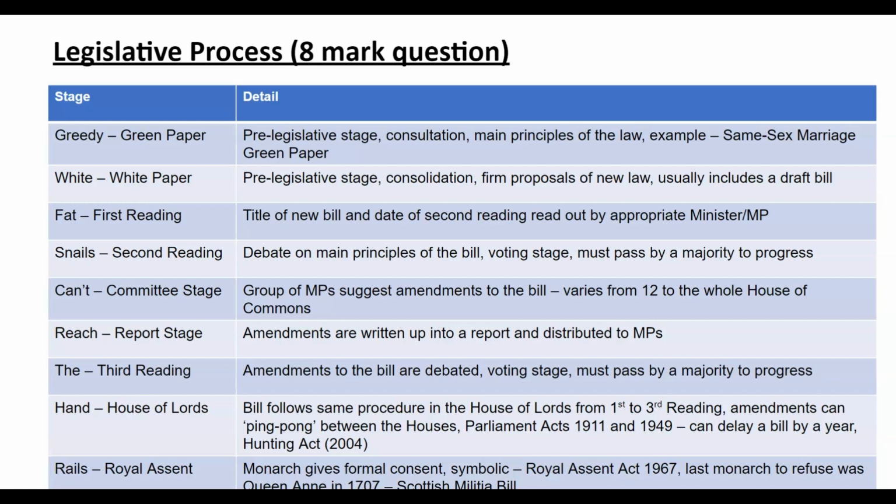Now, in the exam, you could be asked for just the whole legislative process. They might name a specific start stage and end stage. They might say from the first reading through to the House of Lords. So you've got to read the question really carefully and identify what from the legislative process they want you to include, if not all of it. The green paper and white paper are pre-legislative stages, so they happen right at the beginning.